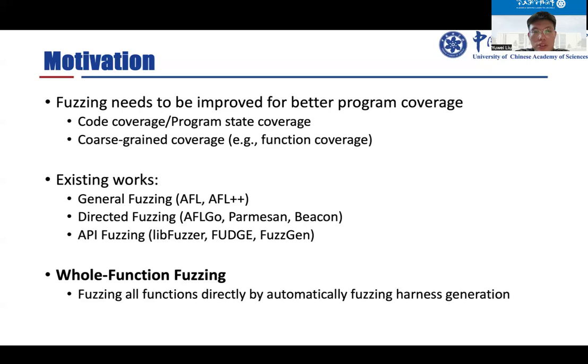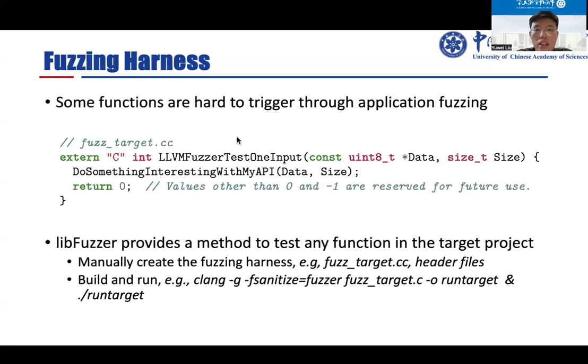So, to solve this problem, we propose the whole function fuzzing. It fuzzes all functions directly by automatic fuzzing harness generation. Some functions are hard to trigger through application fuzzing, and LibFuzzer provides a method to test any function or program logic in the target program. We need to manually construct the fuzzing harness, which would divide and assign specific sizes of data generated by the fuzz engine to the functions. Then we compile and run the fuzzing harness until it triggers a crash.